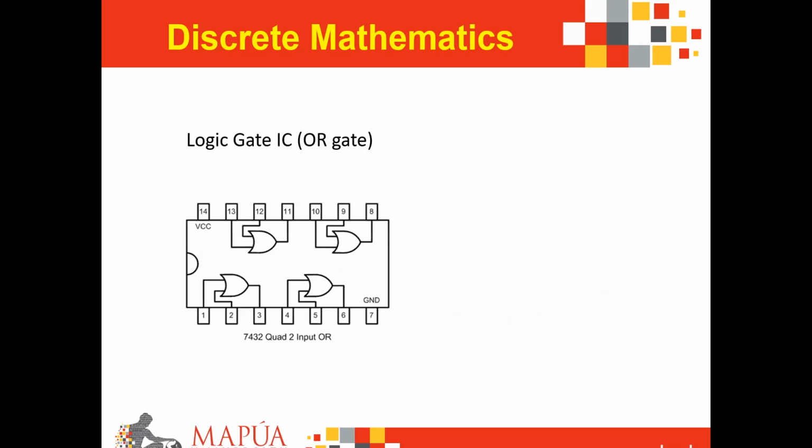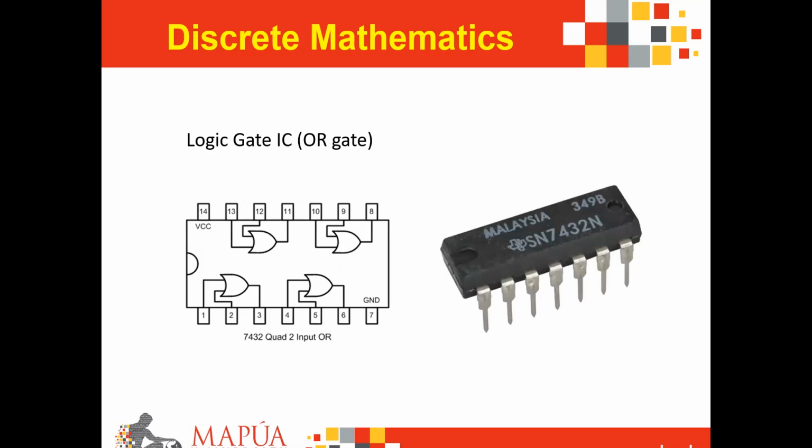This now is for your OR gate, which is a 7432. Again, if you look at the actual IC, it appears similar to your corresponding 7404 and 7408, except this time, it is numbered as 7432. And likewise, you could see the inputs and output of this corresponding logic gate.